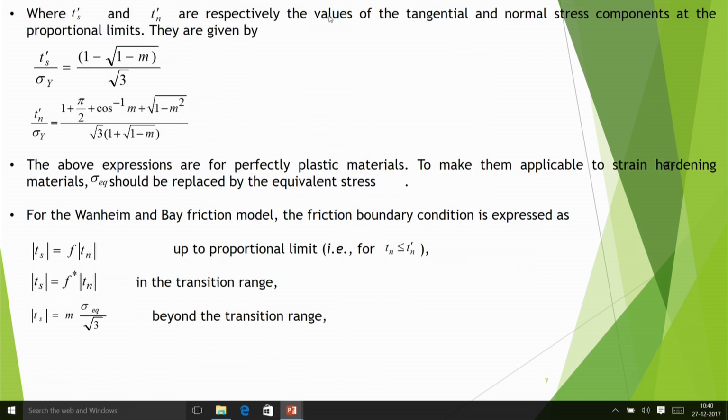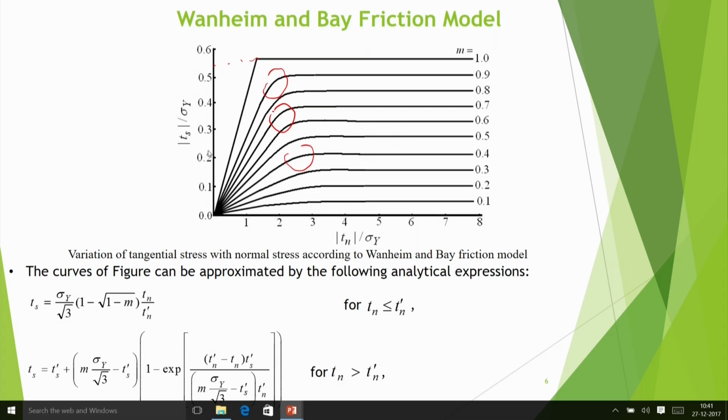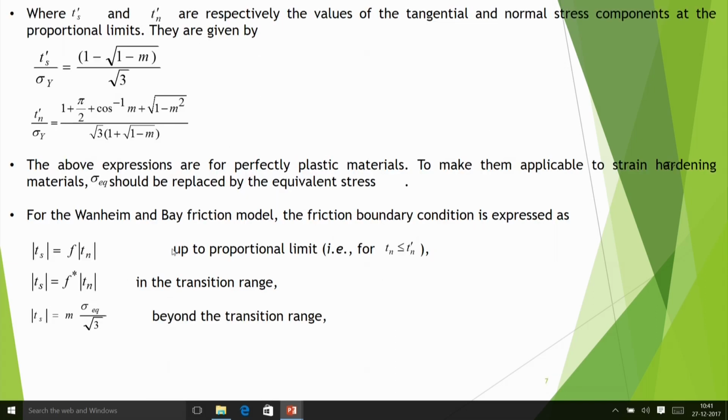T s prime and T n prime are the values of the tangential and normal stress components at the proportionality limit. He also derived that T s prime by sigma y is equal to this much, and T n prime is also given here. These expressions are for a perfectly plastic material, that means we assume that the material remains rigid, and after a certain point it suddenly becomes plastic, with no strain hardening. To make them applicable to a strain hardening material, sigma eq in these equations can be replaced by the equivalent stress, that means sigma y can also be expressed by the other expression which depends on the strain hardening. Similarly, sigma y may depend on the temperature also.